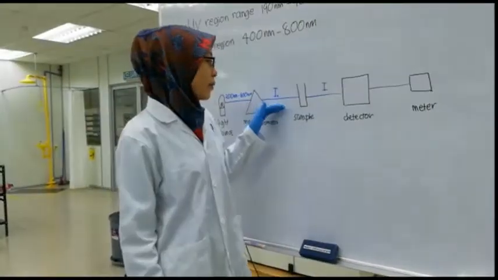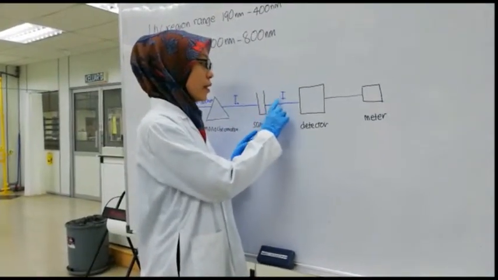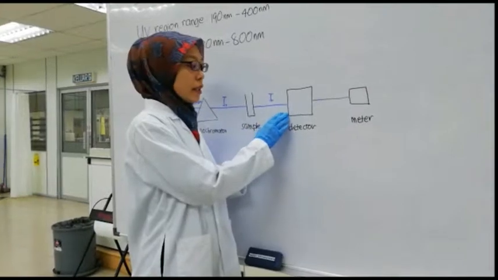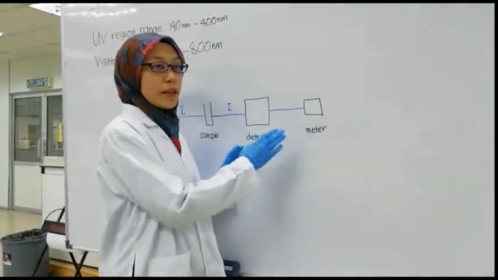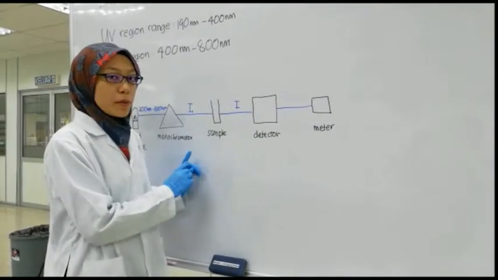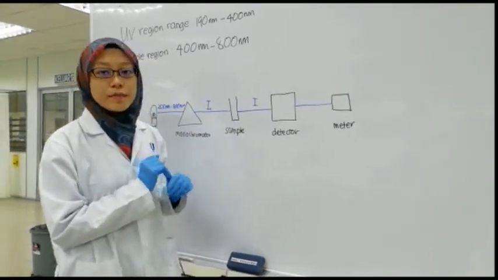Some of the light passes through the sample and exits with intensity I to the detector. The detector will analyze the data and transfer it to the meter. After that, the absorbance spectrum will be shown on the screen of the instrument.